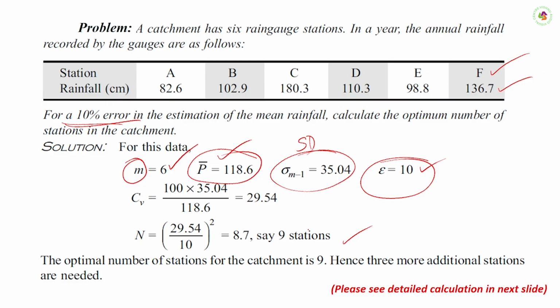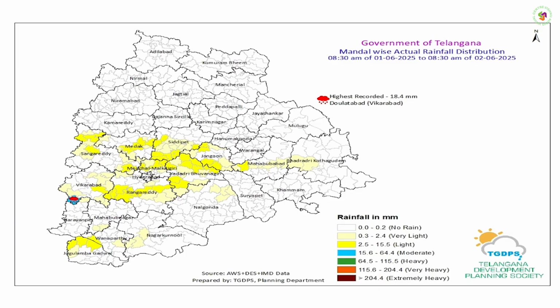So now how many stations did they get? 9. Existing stations are 6. The optimum number is 9. So 3 more additional stations are required. This is how we will conclude it.